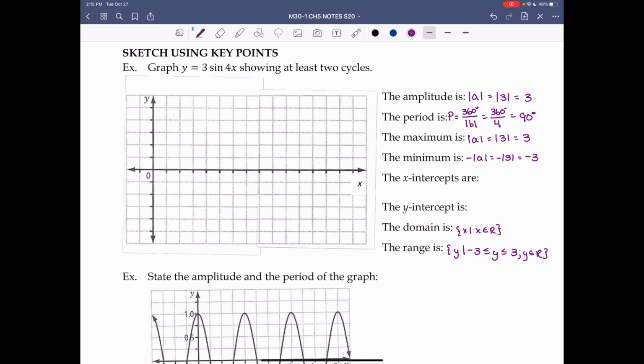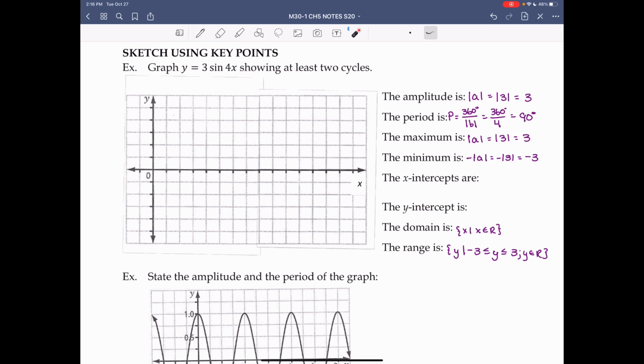To figure out the x and y intercepts, let's first graph the function y equals sine x. Y equals sine x has a period of 360 degrees, so we want to go up to 360. And this function y equals 3 sine 4x, we calculated it to have a period of 90 degrees, and we need to show at least 2 cycles. So if we go up to 360 on our x-axis, that's going to show more than 2 cycles, which is fine. I want to get up to 360.